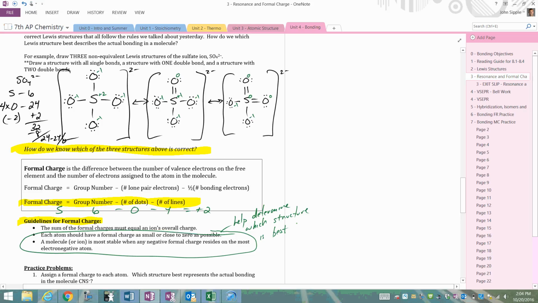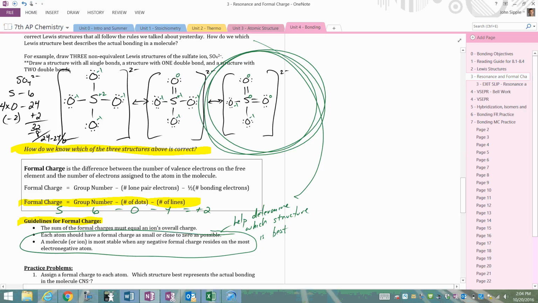Next thing we've got to check is a molecule or ion is most stable when any negative formal charges reside on the most electronegative element. Remember, the most electronegative elements are close to fluorine. So our negative formal charges on this one are on oxygen. Great. That's the most electronegative element there. So not only does it have the most zeros, but the negative formal charges are on our electronegative elements. Boom. That one's correct. That's the one that would be best in terms of the Lewis dot structures we drew.